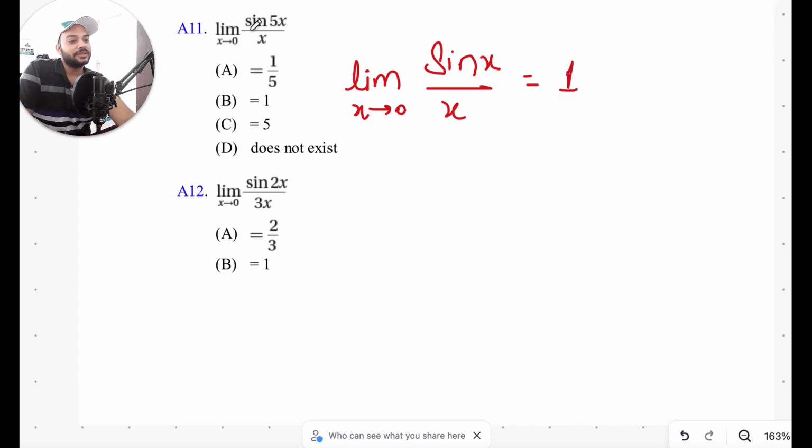So to make a similar expression here, in our case, we'll multiply and divide with a 5. I multiply with a 5, so I write a 5 outside. Limit x tends to 0, sine of 5x over 5x.